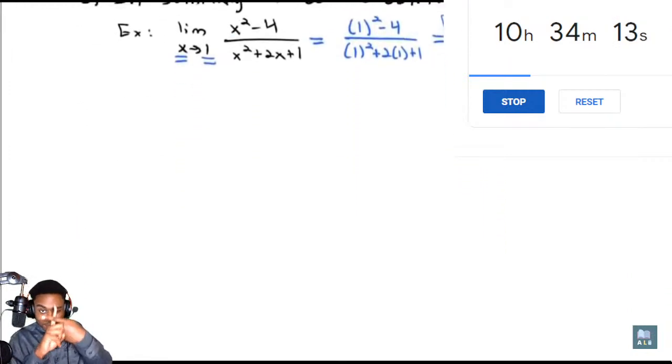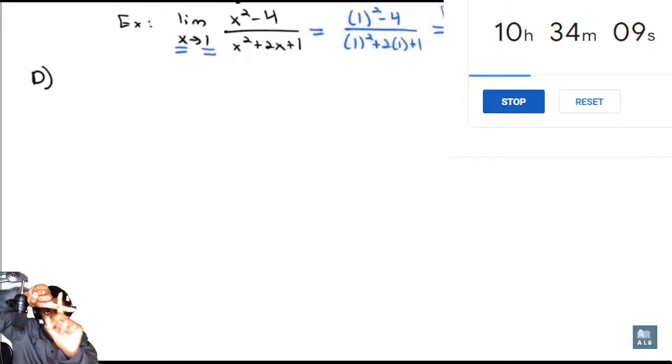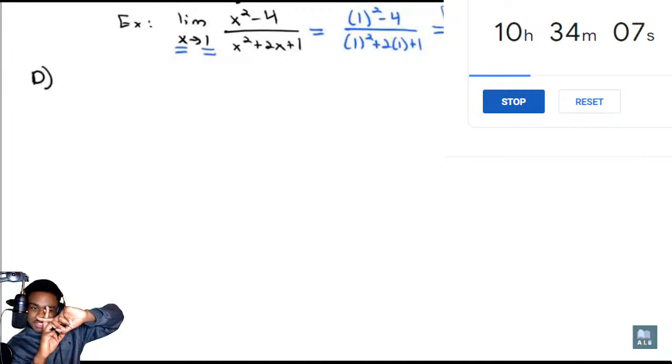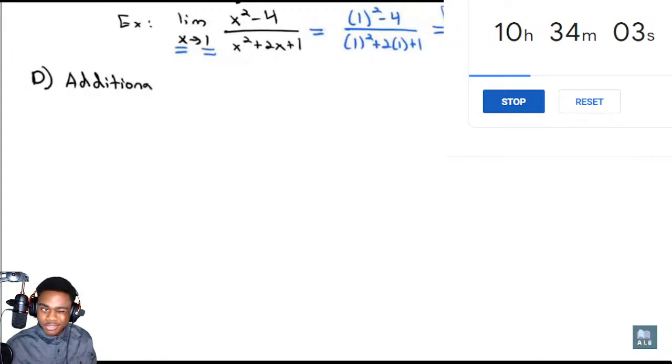And so we've got a couple techniques to handle what we do if direct substitution doesn't work. So let's call this coming for additional techniques.